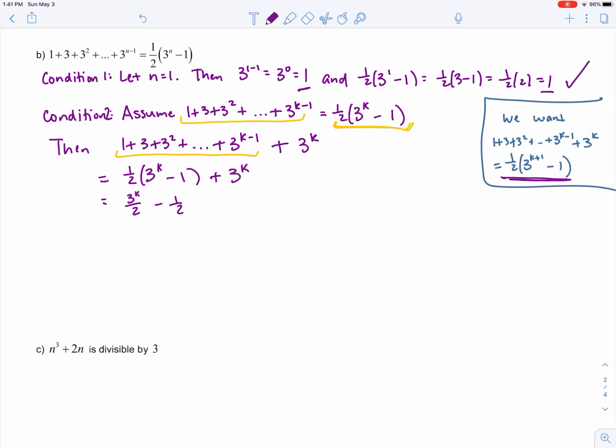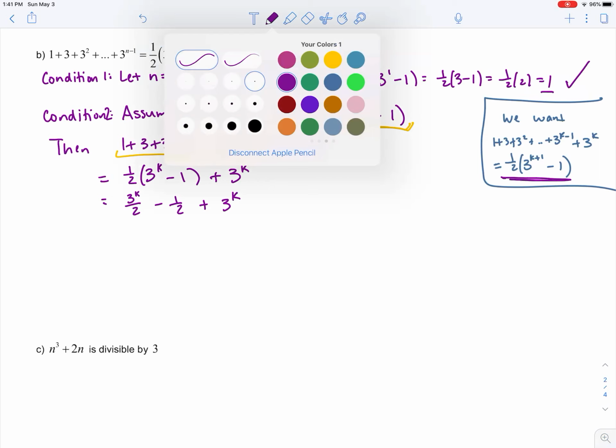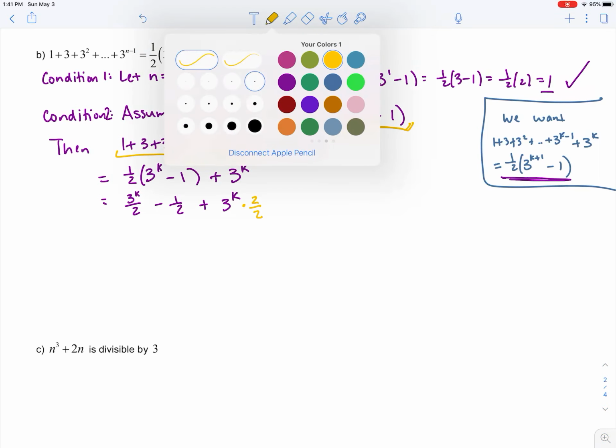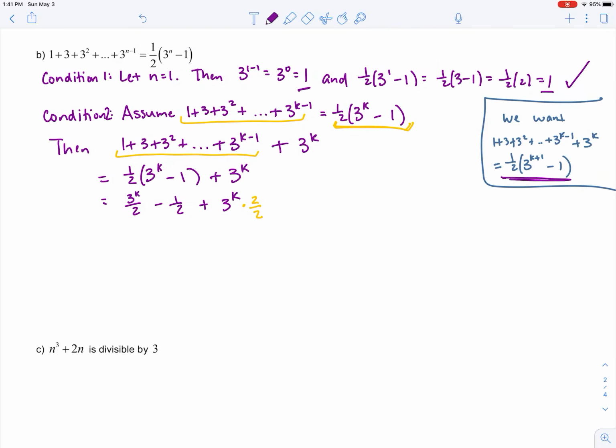3 to the k over 2 minus 1/2 plus 3 to the k. Okay, maybe I want to combine the 3 to the k over 2 plus 3 to the k. So I'm going to need a common denominator. So let's go ahead and get a common denominator by doing 2 over 2. Okay, so now I can add those together. Well, I'm going to put a note over here just so we can understand what's going on. I have 3 to the k over 2 plus 2 times 3 to the k over 2. So if I have 3 to the k plus 2 3 to the k's, what do I have? I have 3 of them.